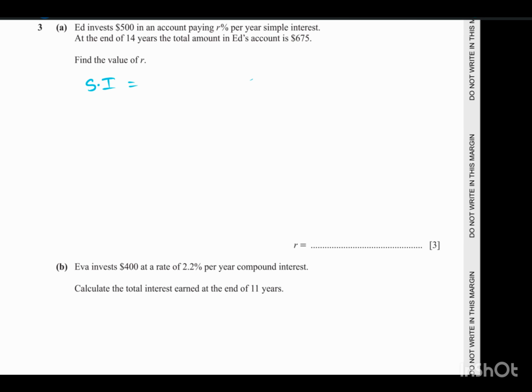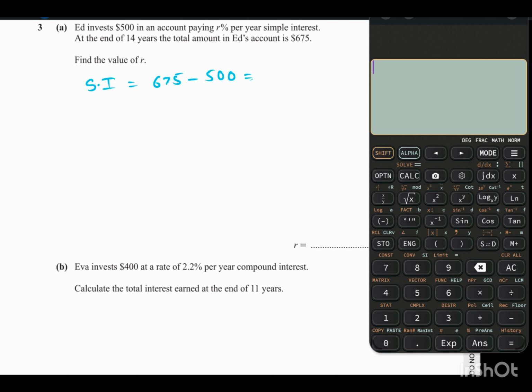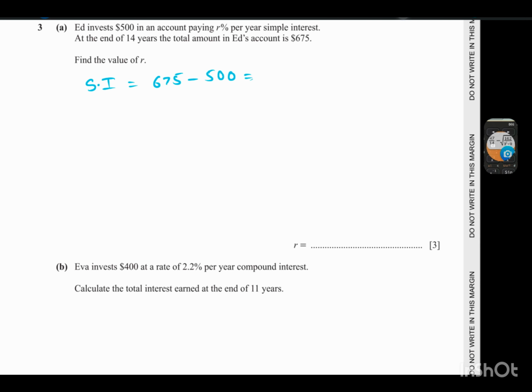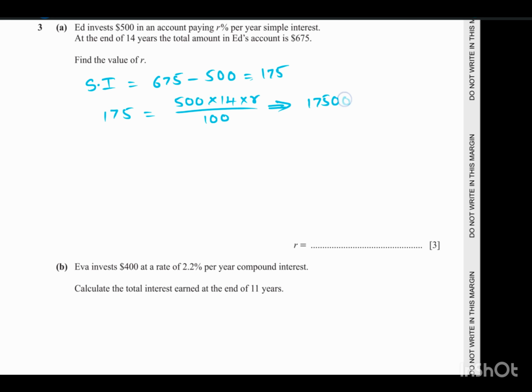So simple interest is equal to the amount in his account subtracted by 500. So you'll get here 675 minus 500 is 175. So 175 is the simple interest. So that should be equated using the formula PTR by 100, which is 500 into time is 14 into rate is R by 100. Cross multiplying, you get 17500 is equal to 500 into 14 into R.